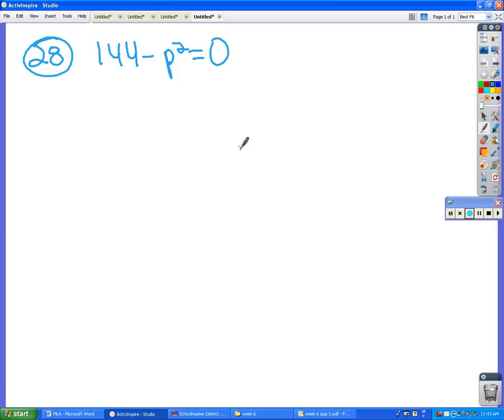Because it's backwards. So what we would normally see here is p squared minus 144 equals 0, but what we have instead is 144 minus p squared equals 0. So there's two different ways that you can do this problem. One is just the way we normally have been. Is this 144 positive or negative? Positive. So what do I have to do to get rid of it? Subtract it. So I can do just like we've been doing and subtract 144 from both sides.